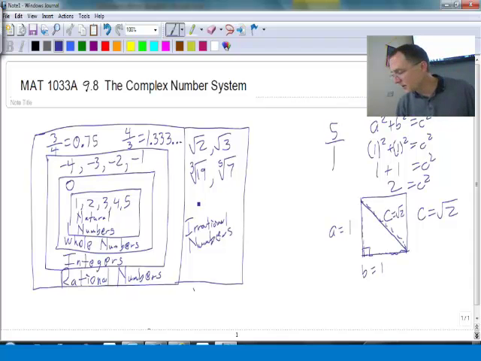But then there's also a number like pi. Draw a circle, measure how far around that circle is, the circumference, and divide that by how far across you go, the diameter, and you get pi. That's also an irrational number. You can't take an integer, divide it by an integer, and get pi as the answer. So we've got irrational numbers.